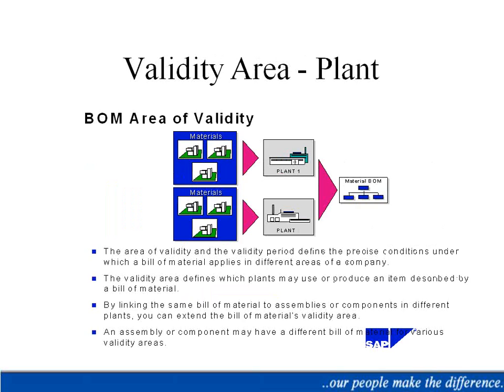Validity area, I discussed the same thing earlier. We are defining that this particular BOM is applicable for this particular plant. That is validity area and validity period. Validity period talks about from which point in time to which point in time this particular BOM is applicable, whereas the validity area defines that it belongs to, or corresponds to, this particular plant.